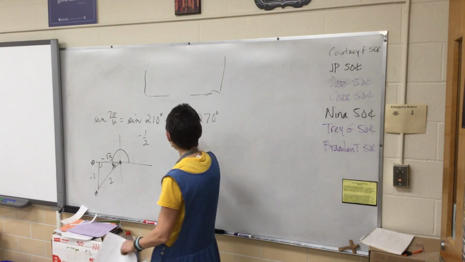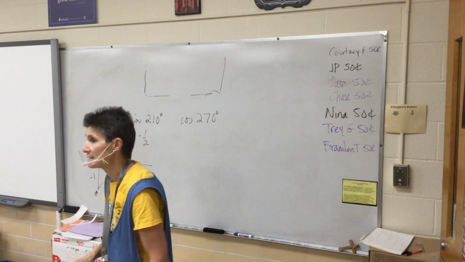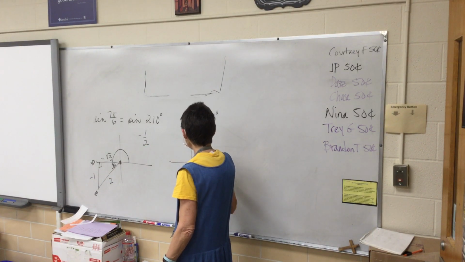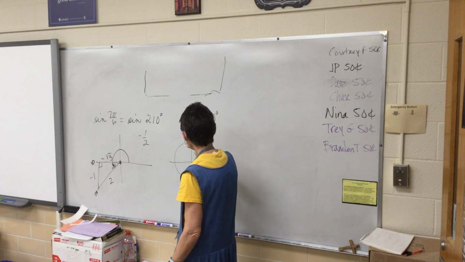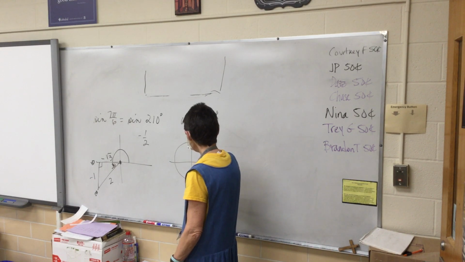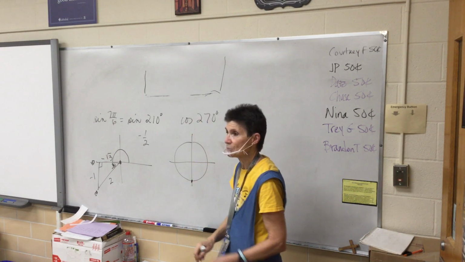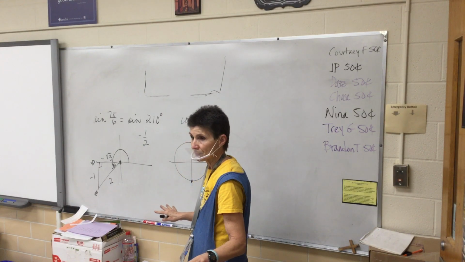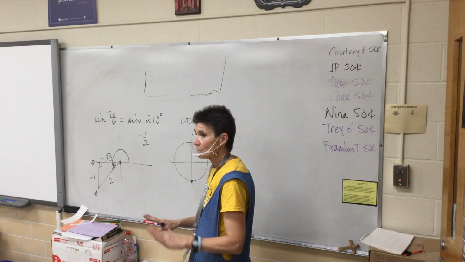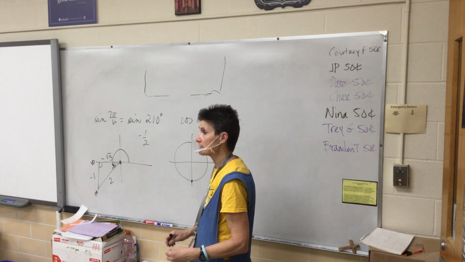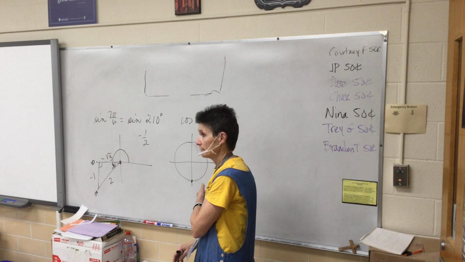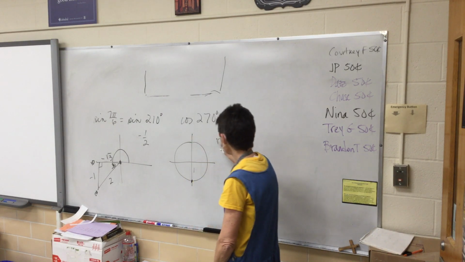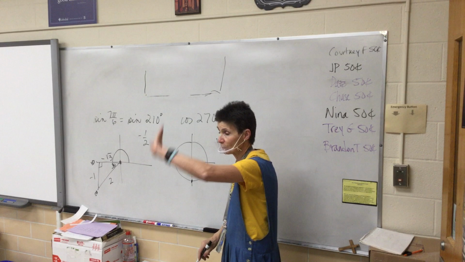All right, what are we going to do with 270? Where's 270? Straight down. Uh-oh, it's quadrantal. So when you have a quadrantal angle, you do not draw a triangle. When it's quadrantal, we have no choice but to do it in a circle. I'm using a radius 1 circle. You can use whatever radius you want.